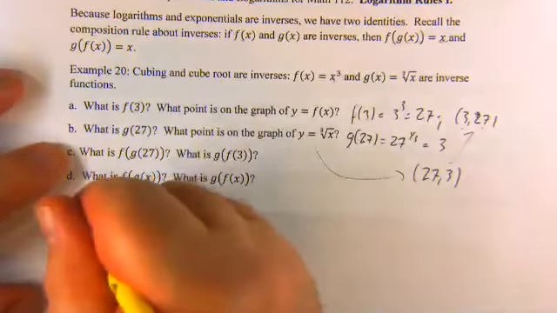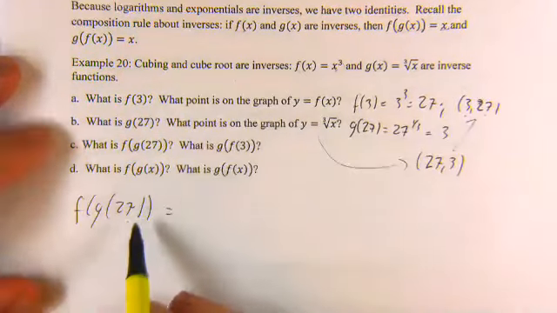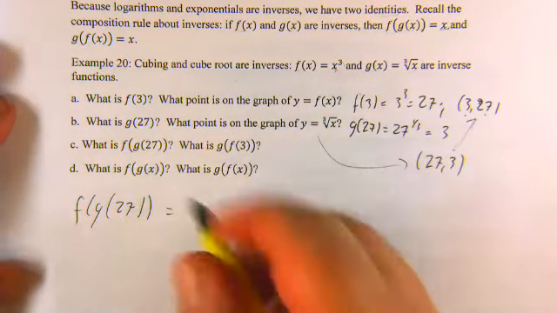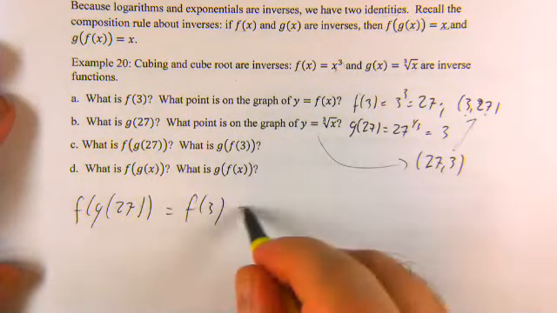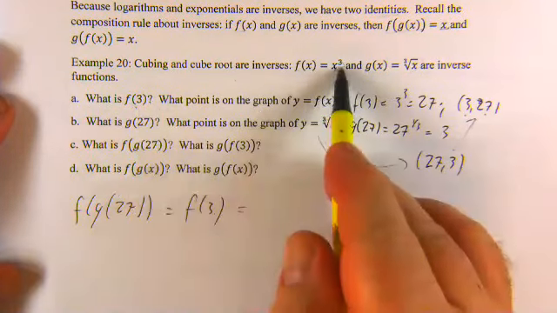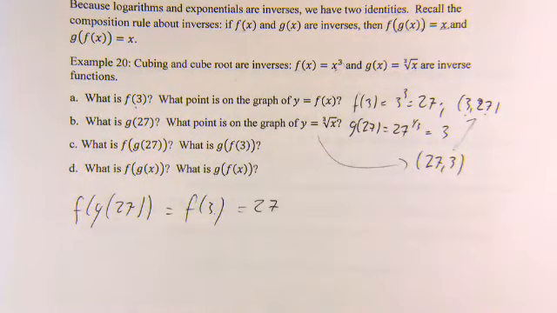So f of g of 27, how do you calculate that? You calculate g of 27 first, and we know that g of 27 is 3. What's f of 3? F of 3, we plug 3 into x cubed, and you get 27. This isn't a big surprise. If you take the cube root of 27 and then cube the result, you start with 27, you get 3, and then you come back to 27.